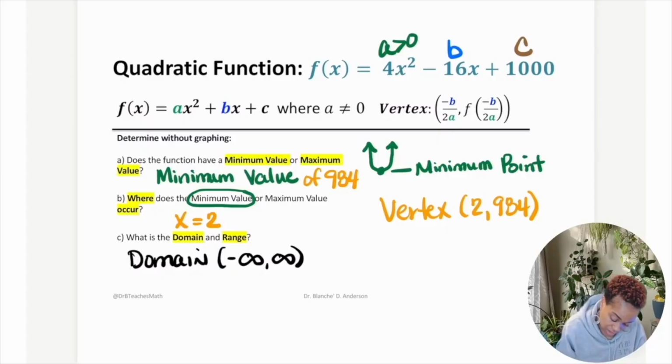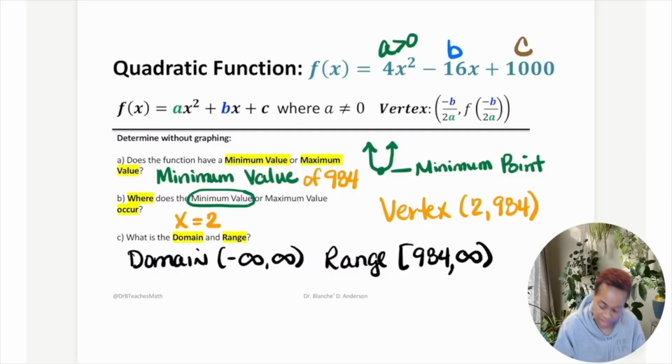And then the range is where does it start and where does it end up. The range is it starts at 984 and it's going to go to positive infinity, because 984 is the minimum value, and it's going to shoot up because the graph goes up. Easy?